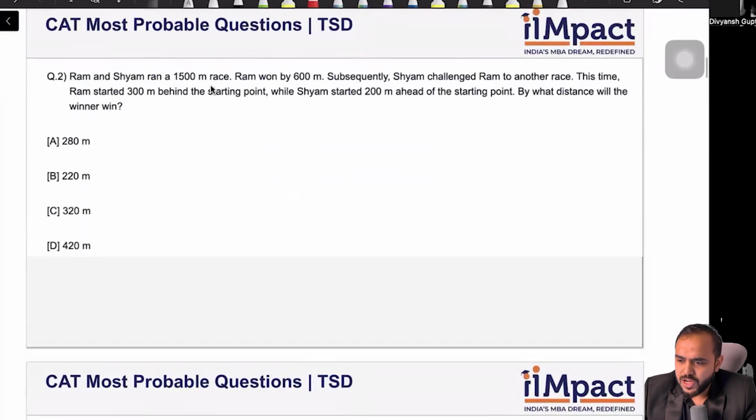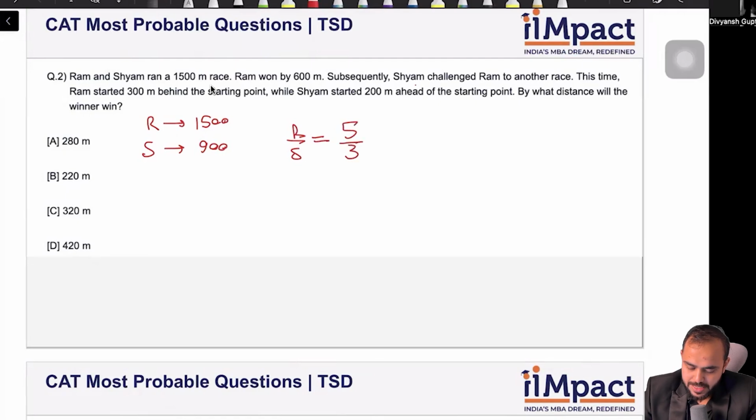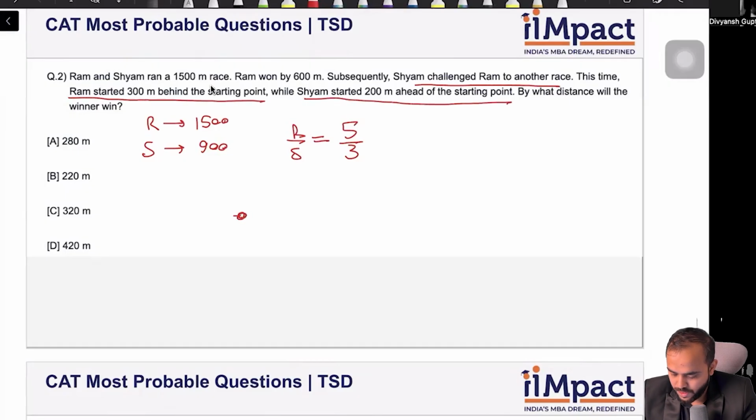Moving on, Ram and Sham ran a 1500-meter race. Ram won by 600 meters, which means that Ram finished the race, ran 1500 meters, in which duration Sham ran 600 meters less. So Sham ran 900 meters, which means their speeds are in the ratio 5 is to 3. Now, Sham challenges Ram to another race. This time, Ram starts 300 meters behind the starting point, while Sham starts 200 meters ahead of the starting point. So, Ram will start 300 meters behind the starting point.